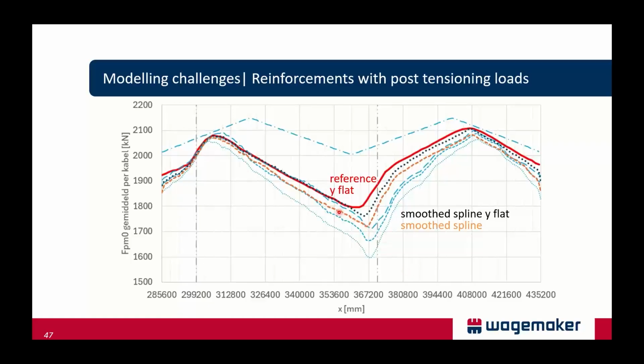And the orange one is the same, but also taking the horizontal curvature into account, which the reference calculation did. So that is maybe more realistic, but a little further away from the reference calculation, because it's comparing apples to pears. So this is a very important finding for us, that you need to carefully consider how you model the reinforcement with post-tensioning loads in Diana.